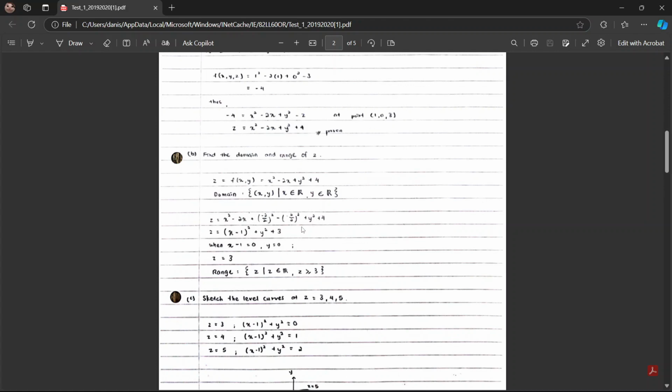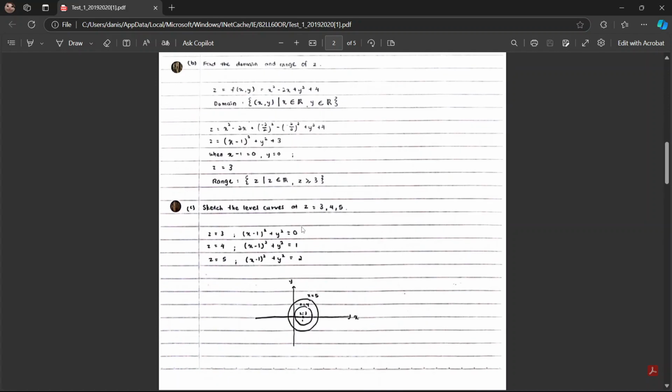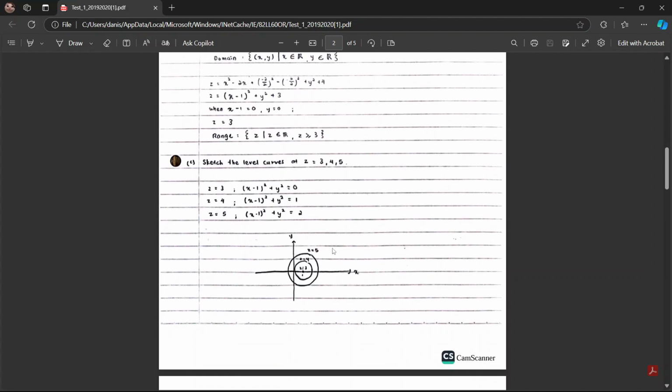or equal to 3. So for the third question, which is part C, they ask us to sketch the level curves at z equals 3, 4, and 5. So we just substitute the z values. Then we can get a circle equation where, when z is 3, it will be (x minus 1) squared plus y squared equals 0. And when z equals 4, it will equal 1. And for 5, it will equal 2.